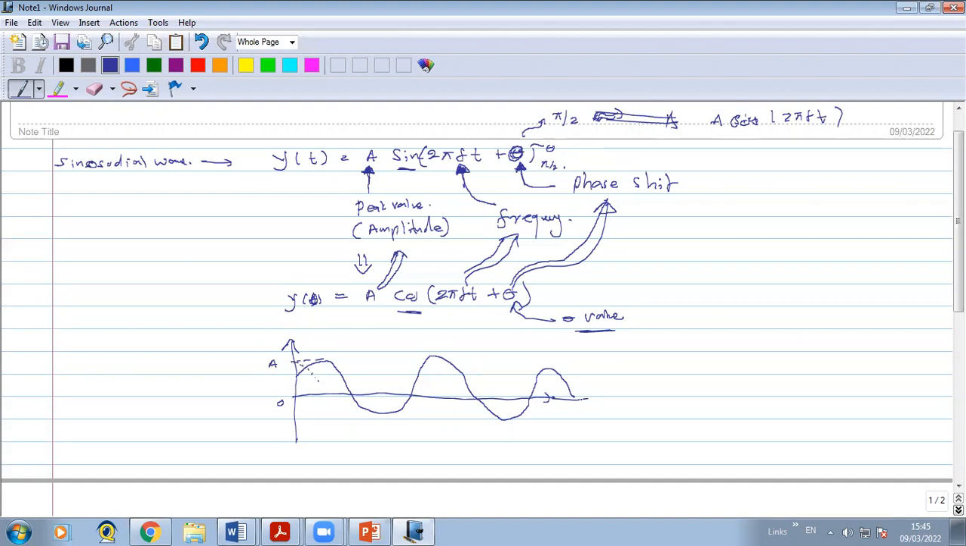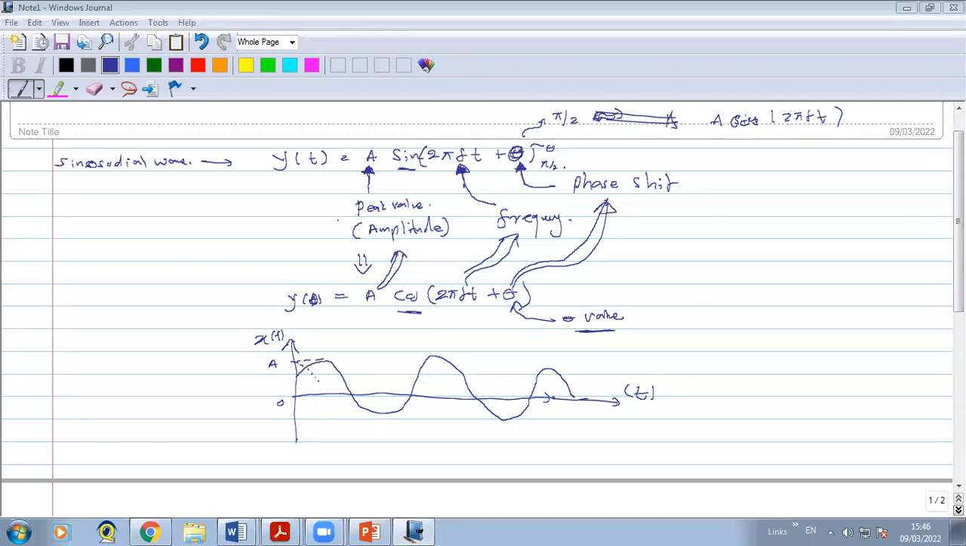Do you have any problem with this? Should I explain it again? Please tell me if anyone couldn't understand. Signal system. Okay, Udil, I will explain it again.